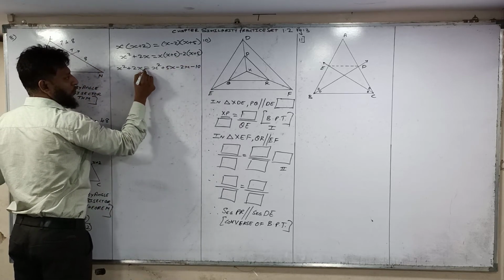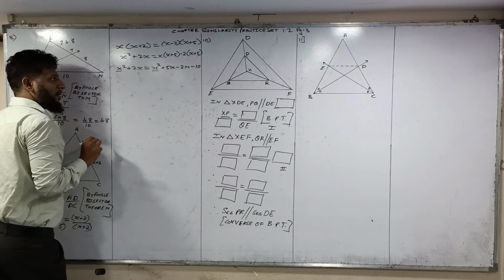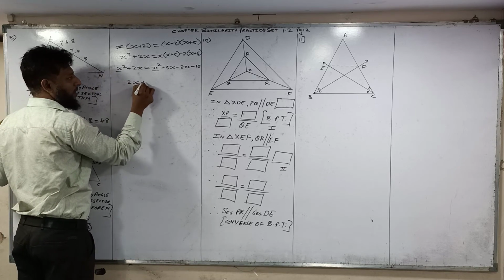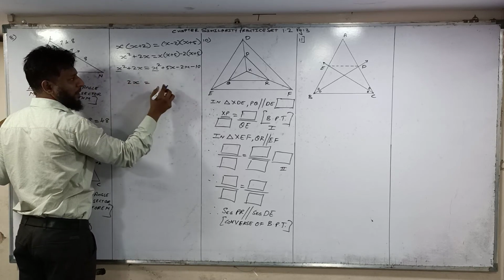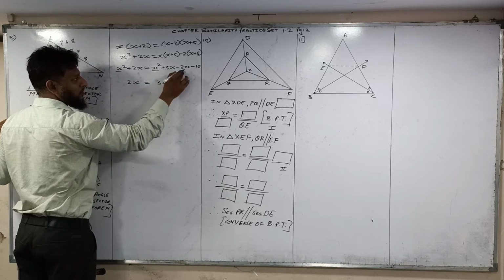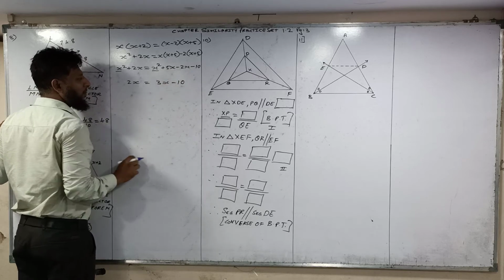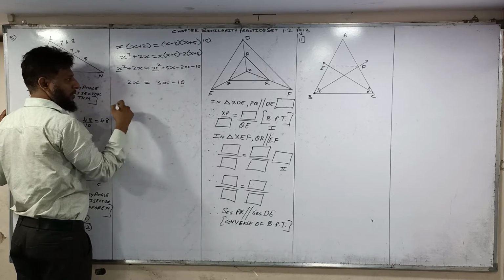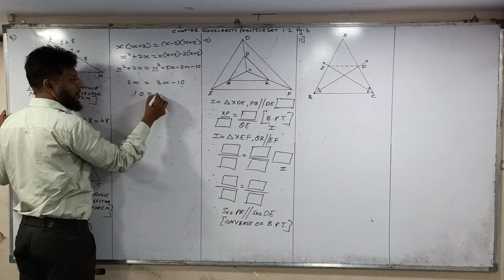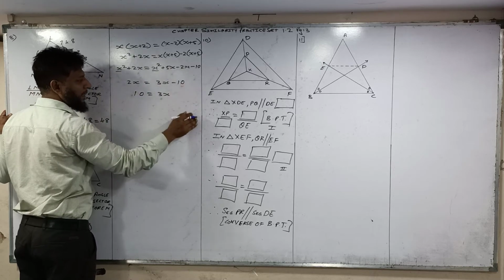The right hand side has X square and the left hand side also has X square, so you can remove this X square. 2X as it is. Then 5X minus 2X is 3X, and this minus 10. Now take this minus 10 to the right hand side, so it will become plus 10. 3X as it is, and 2X goes to the right hand side.